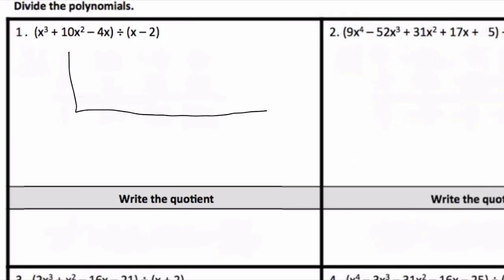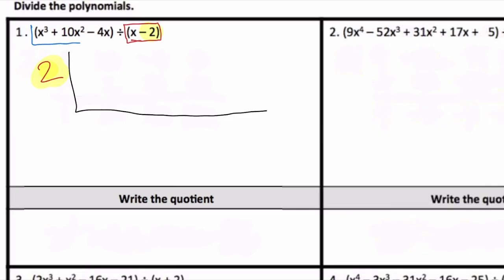A lot more room to work with now. All right, well, first we need our divisor, which again is this part here. The part that is doing the dividing, that is our divisor. Do the opposite of the number on the inside. So our inside is negative 2. So we are doing the opposite of that, which is positive 2. Again, you're doing the opposite sign. You're not doing the same sign. This should not be a negative 2. This should be a positive 2.